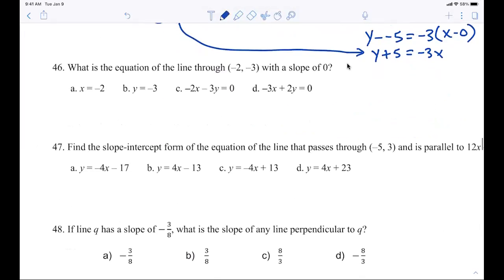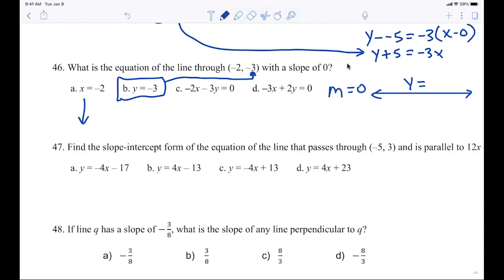Okay, so now 46. If your slope is zero, you are a horizontal line. You are a horizontal line. And horizontal lines are always y equals. So it has to be B, because look, the y value here is negative 3. Everybody okay with that? Vertical lines, remember, are x equals. All right, so if I said which one has a slope that's undefined, that is vertical. So that would be A, all right, if they ask for undefined slope.